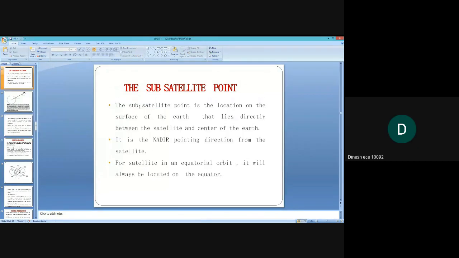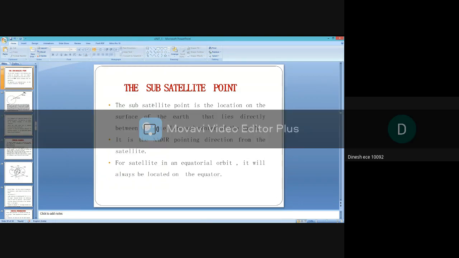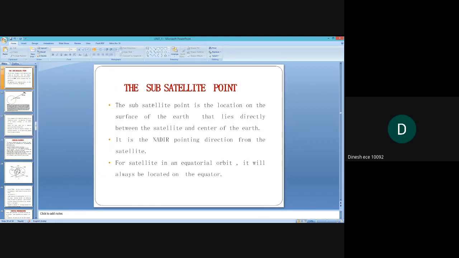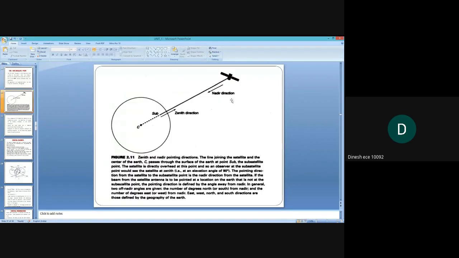The next is the subsatellite point. The subsatellite point is a location on the surface of the Earth that lies directly between the satellite and the center of the Earth. This is the point called the nadir point, the nadir point directing from the satellite. For a satellite in equatorial orbit, it will always be located on the equator. I'll show you the nadir point. So this is the nadir point.